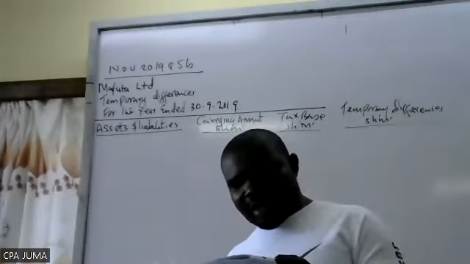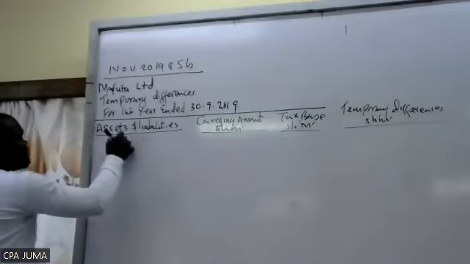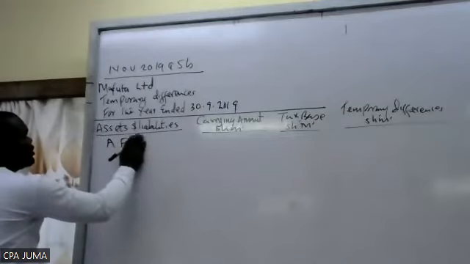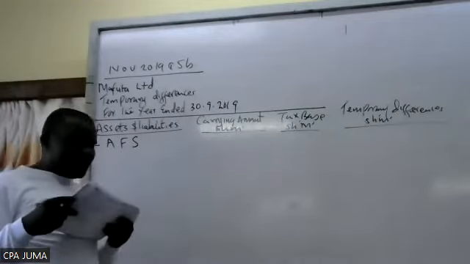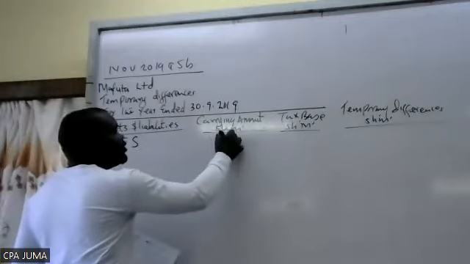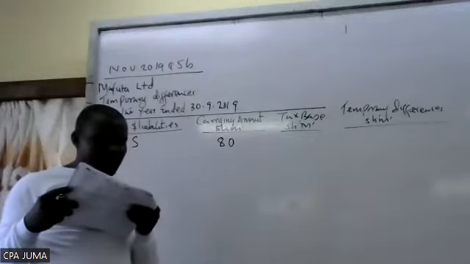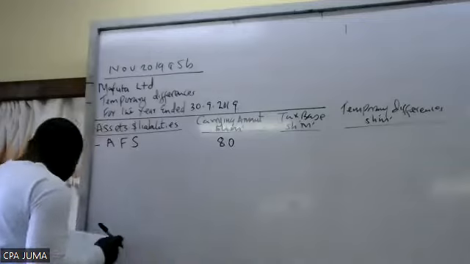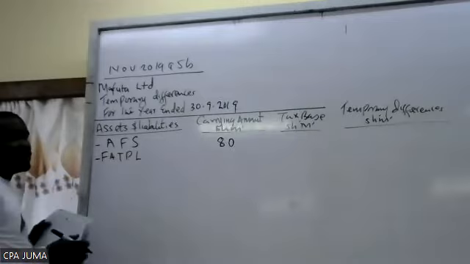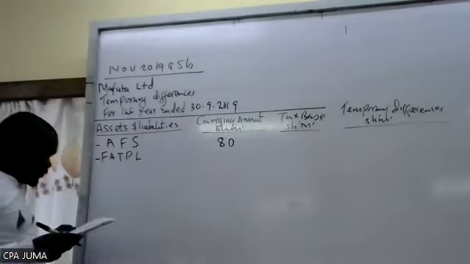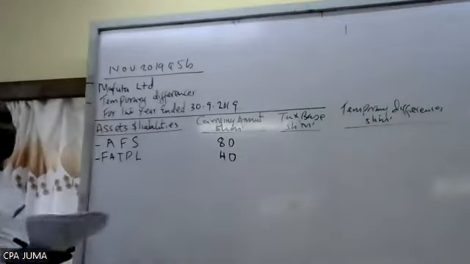Number one, the company has available for sale financial assets. They are thinking to get something, at least they'll capture something. So available for sale financial assets with a carrying amount of how much? 80. What has been said, you capture immediately. And financial asset at fair value through profit and loss of how much? 40 million. So that one has a value of 40. You are going with what they are saying.